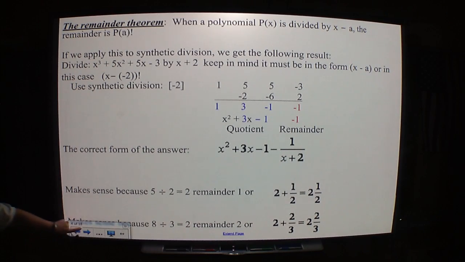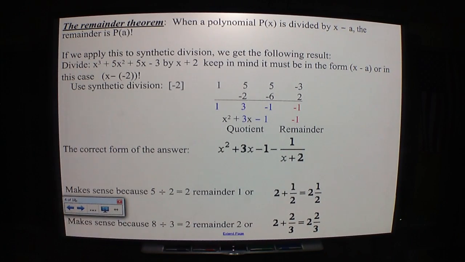And if some of this doesn't make sense to you, look at it with simple numbers. 5 divided by 2 is 2 remainder 1, or 2 and 1 over 2, which is 2.5. So make sure, just look at it with simple numbers and it should make sense.